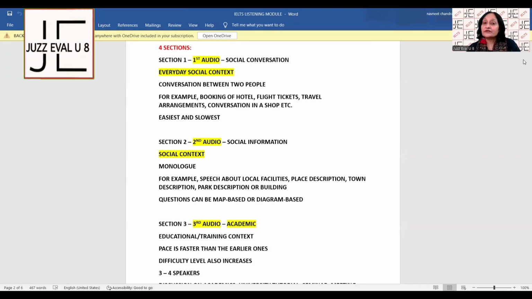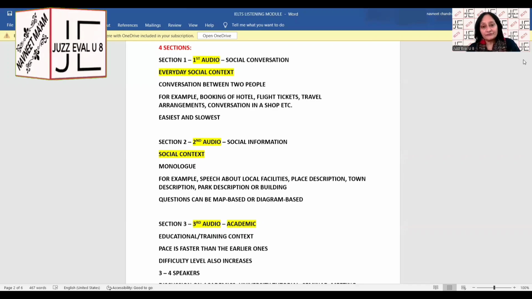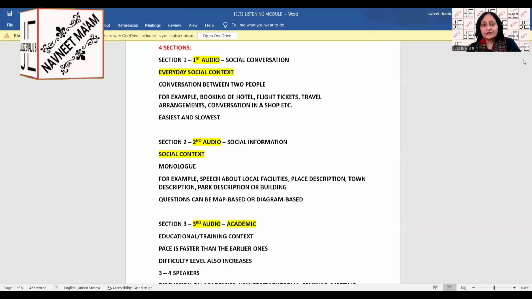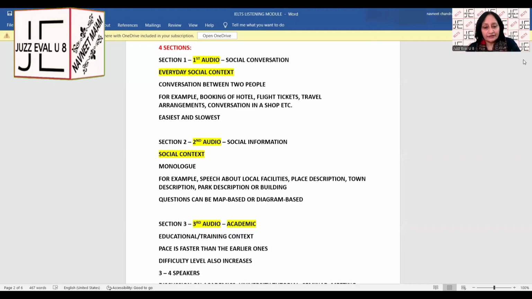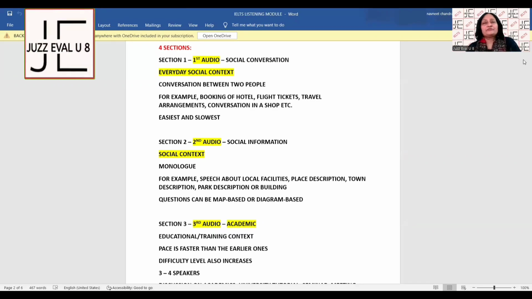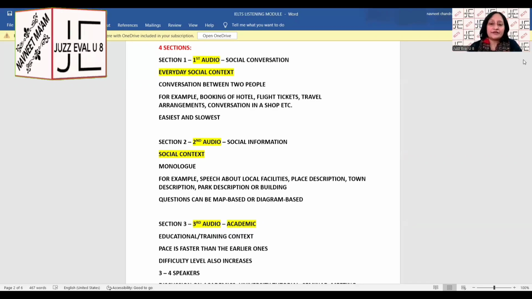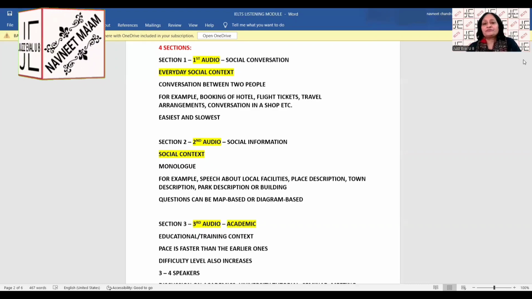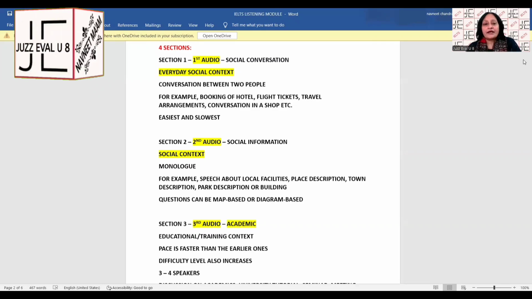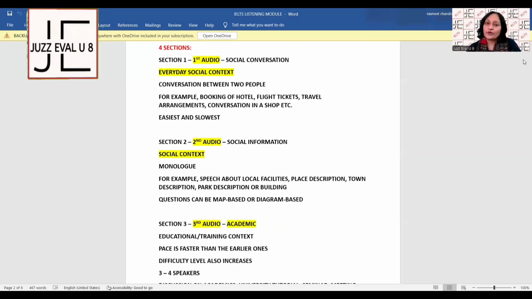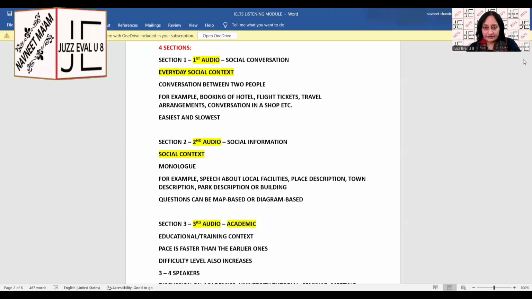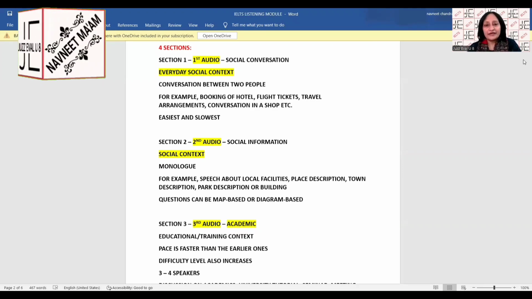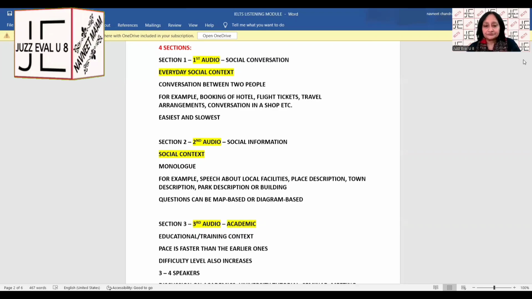Next we go to the second section, that is the second audio. Here also, everything is in a social context, but more on providing information. For example, there's some park or a building or a place, or there's a speech about local facilities there, and it will be a monologue, like just one person talking or describing something. Here mostly you'll get a map based or a diagram based question.